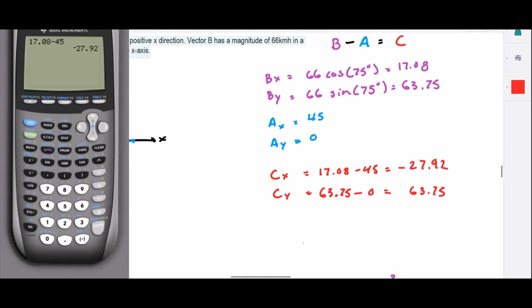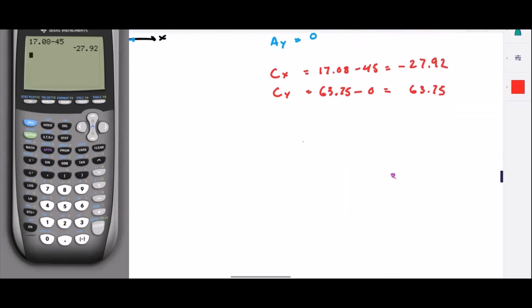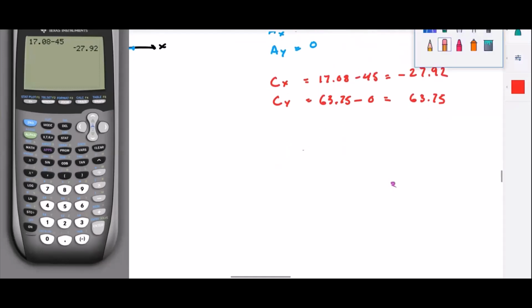Okay, so we have the x and y components of C. We can find the magnitude. Why is there purple down here? Let's find the magnitude. Stop it, stop it, stop it. See, someone's got to teach me how to not complain and yell at my computer.